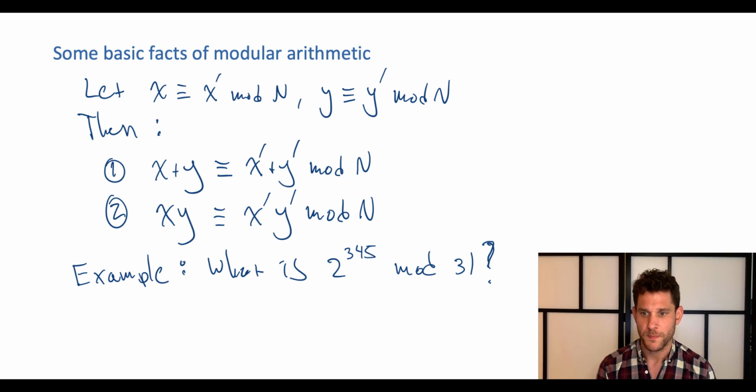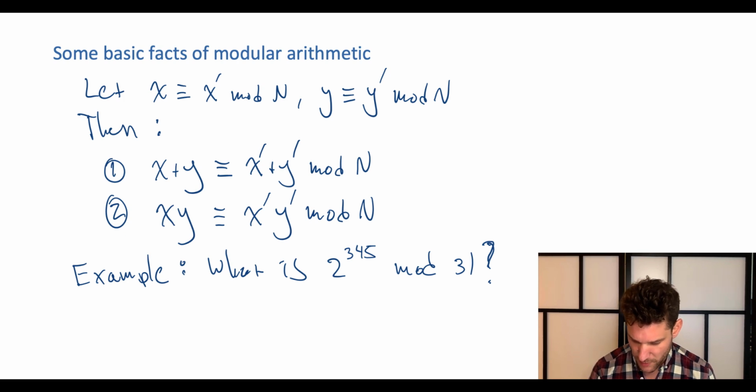Let's consider an example. I want to figure out what is 2 to the 345 mod 31. That seems a little bit annoying to compute because I'd have to raise 2 to a very large power first and then take the remainder upon dividing by 31. Is there an easier way to do that? It turns out that there is.